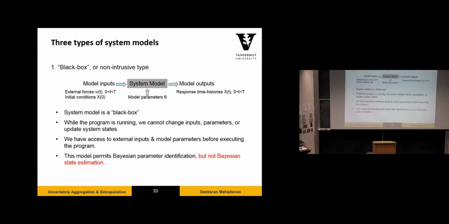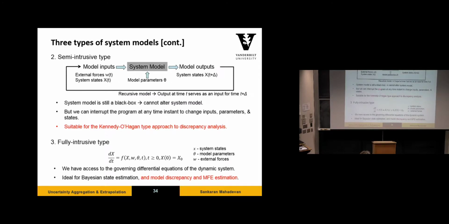what we have, if you have a completely black box or non-intrusive situation, then all you can do is parameter estimation. You cannot do state estimation. If you have semi-intrusive, where perhaps I don't have access to the governing equation, but I can interrupt the program, stop and start, then I can use that to at least estimate the discrepancy at each time instant. That's about all I can do. But if I have fully intrusive, like I said before, then I can, of course, model form errors and all those things I can do.